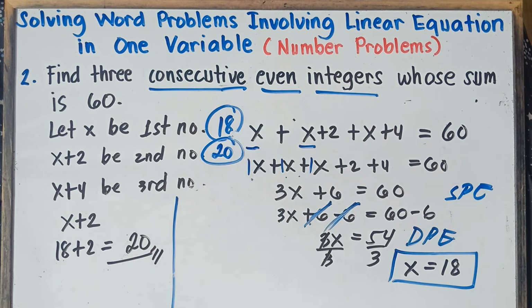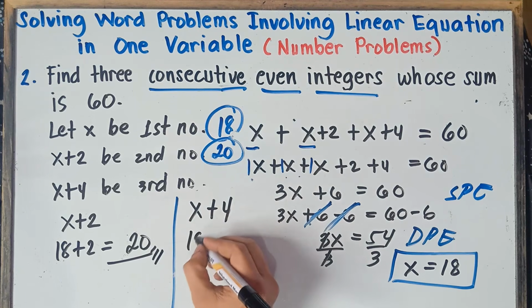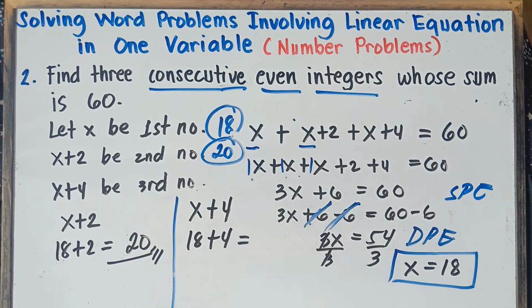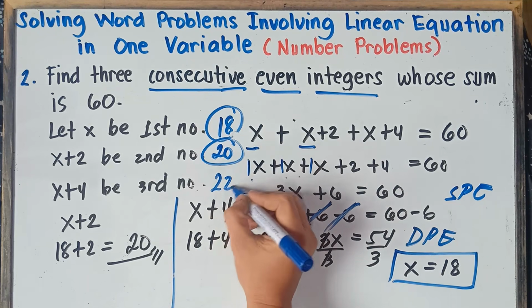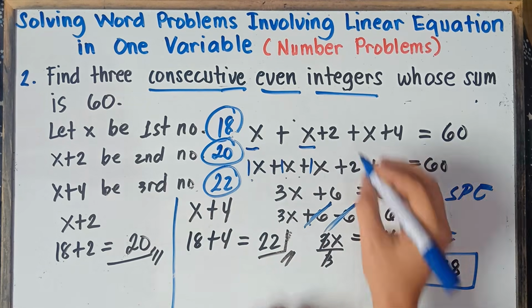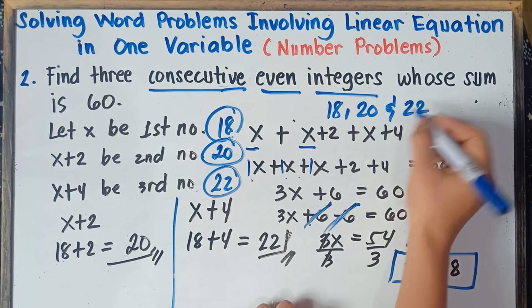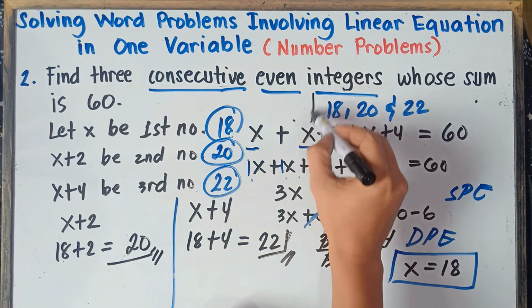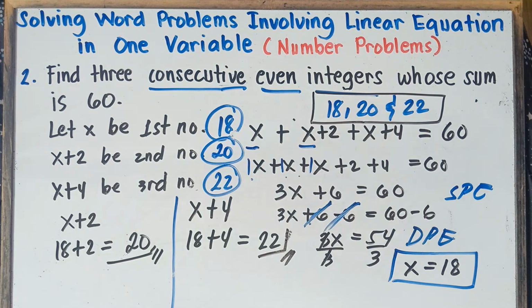So let's check that. So x plus 4, our x is 18. So 18 plus 4, what's the answer, class? That's correct, that would be 22. 22 for our third number. So therefore, our answer would be 18, 20, and 22. All set, class. That's the answer, class, with regards to example number 2.